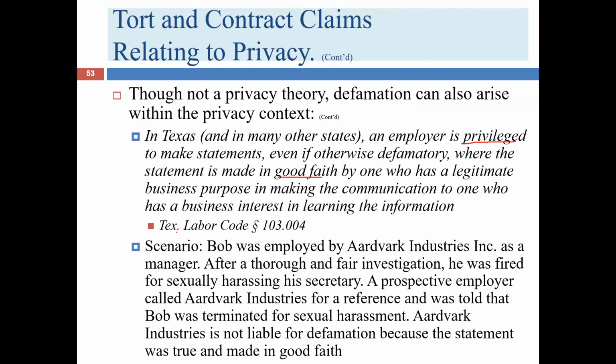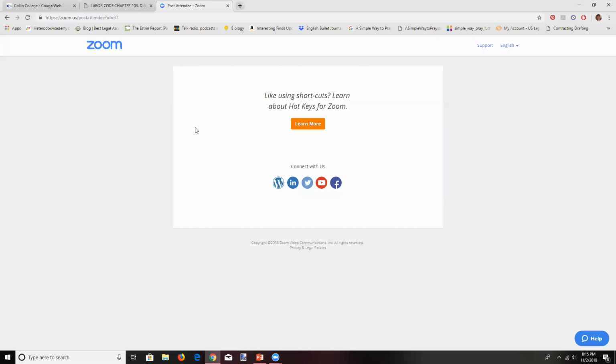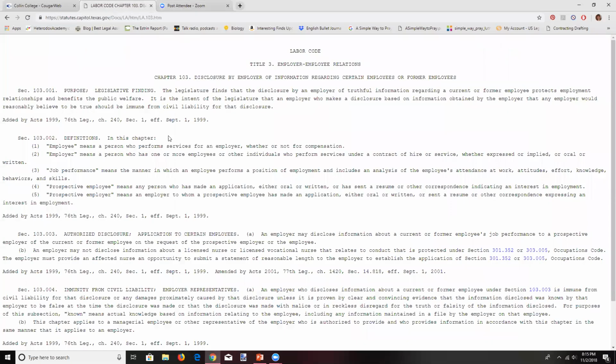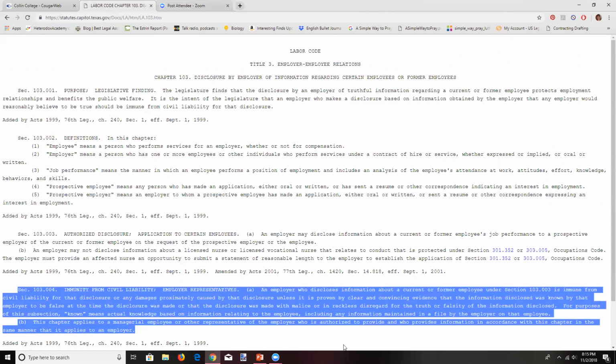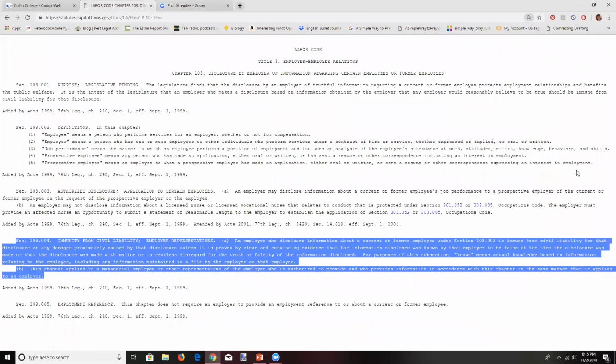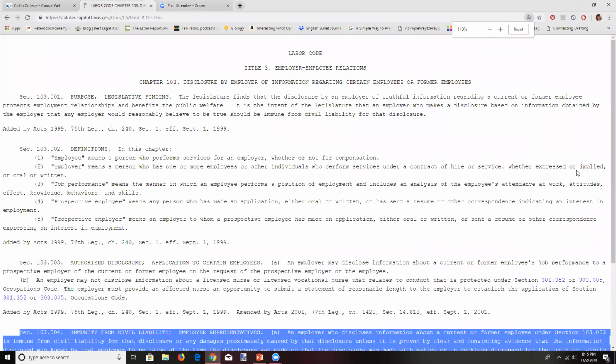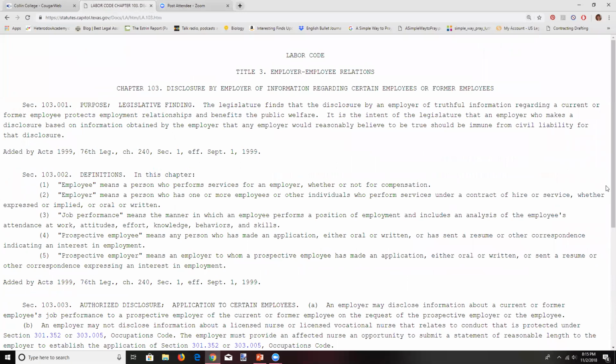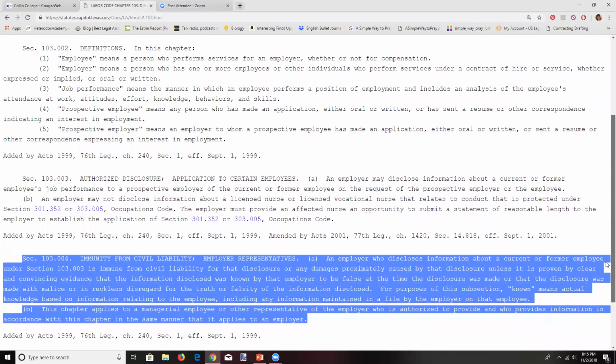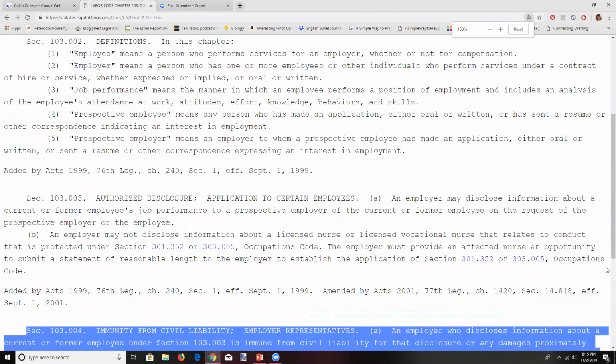Let's go ahead and pull up this particular statute so we can see exactly what the parameters of this qualified privilege is in Texas. Here, I've pulled up the labor code. This is the rule.